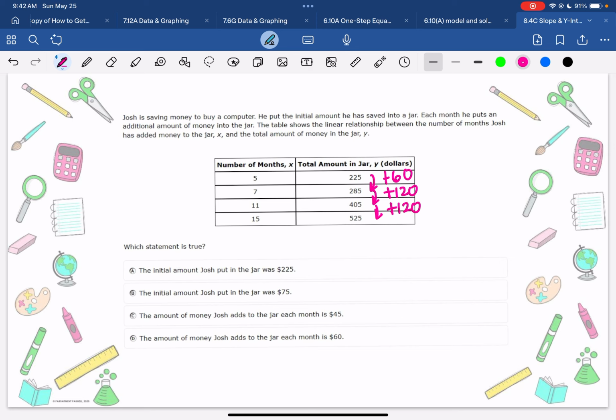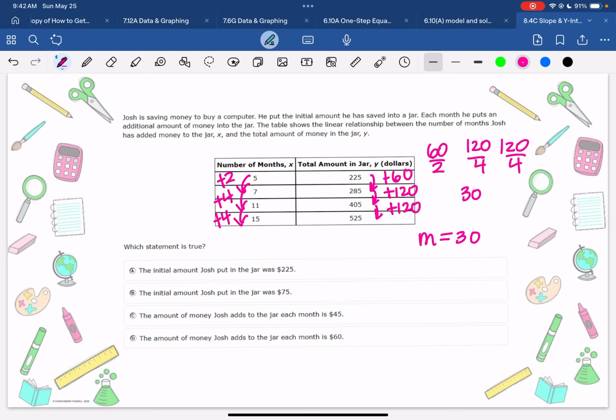Now we'll do the same process on the left side. How does 5 become 7? That'd be plus 2. 7 becomes 11, plus 4. And then 11 becomes 15, plus 4. So 60 over 2, and then 120 over 4. However, they all simplify to 30. So our slope is actually 30.